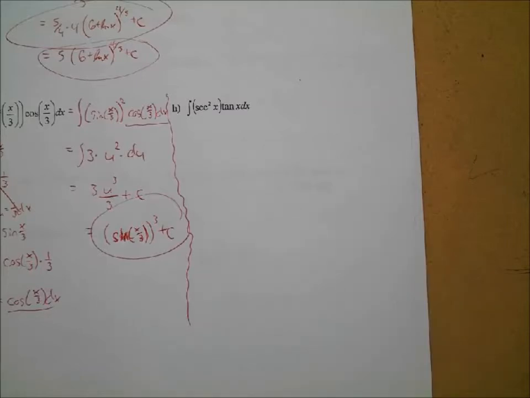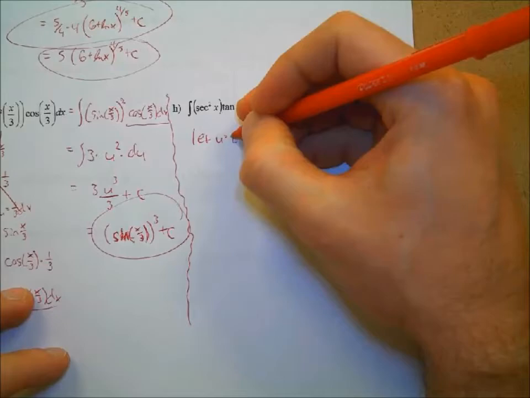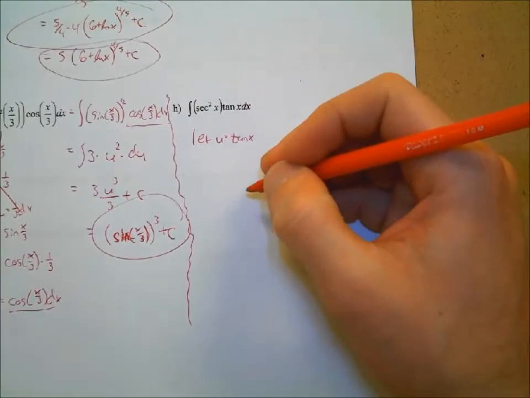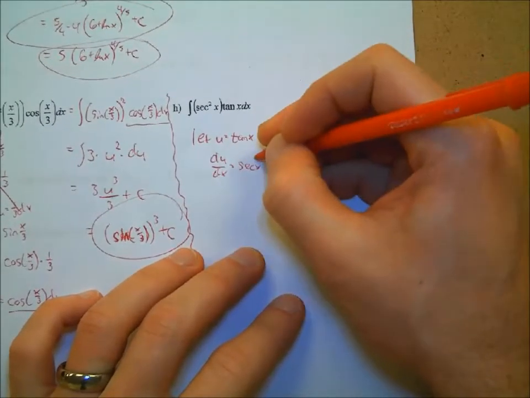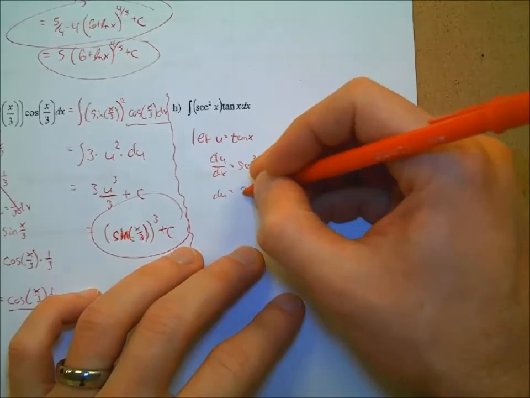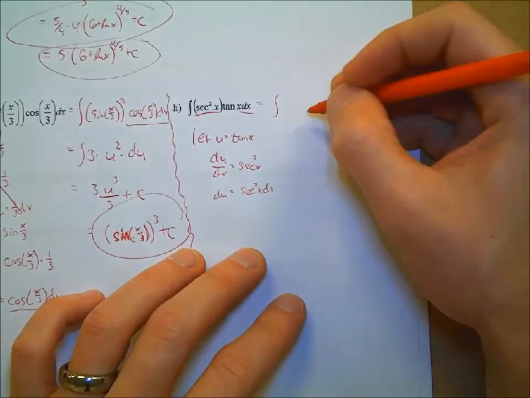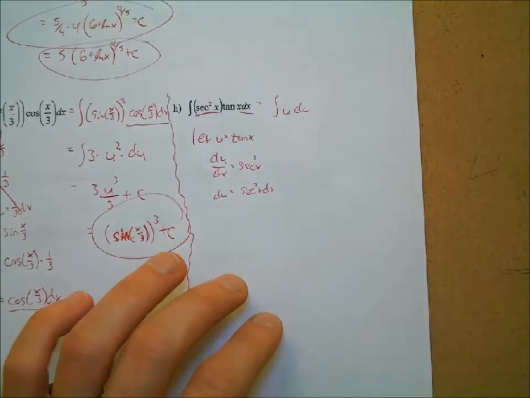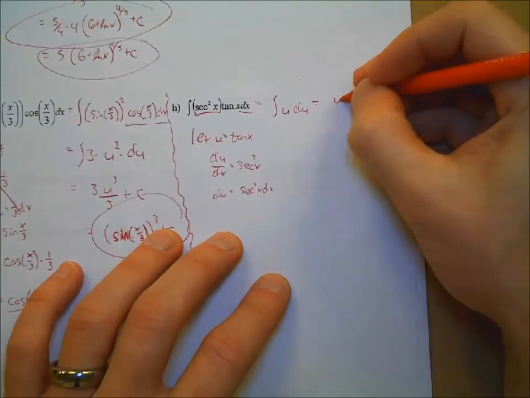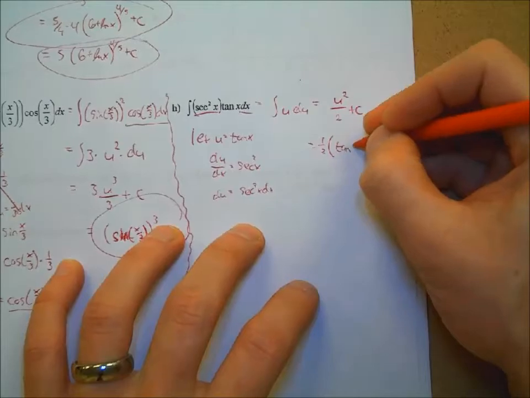What should our u be in this case? Tangent of x. Okay. So let u equal the tangent of x. What is the derivative of tangent? The derivative with respect to x of tangent of x is secant squared x. So we get du equals secant squared x dx. That is exactly what we've got right there. And so this is just the integral of u du. The integral of u is u squared over 2 plus c. So we have 1/2 times tangent of x squared plus c.